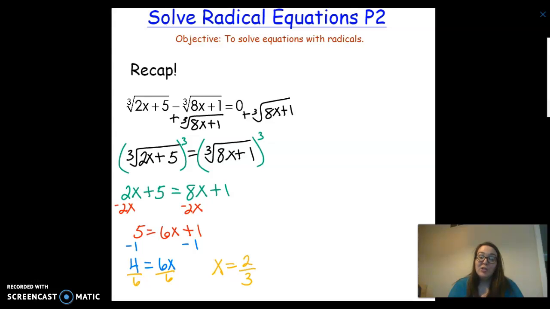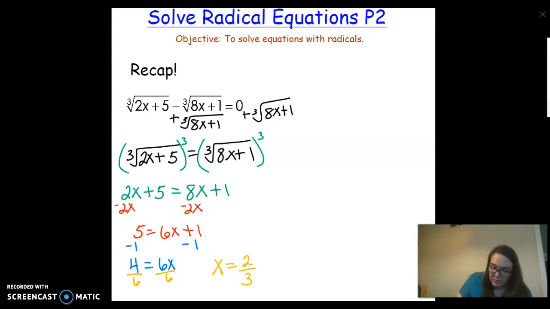All right, the answer to that was no. The solving does not change just because it's a cube root instead of a square root. I can cube both sides and then simply solve for the variable from there. Here I got an answer of 4 over 6, which I reduced to 2 over 3. I still need to check my answer. Just because it's a fraction does not change anything.